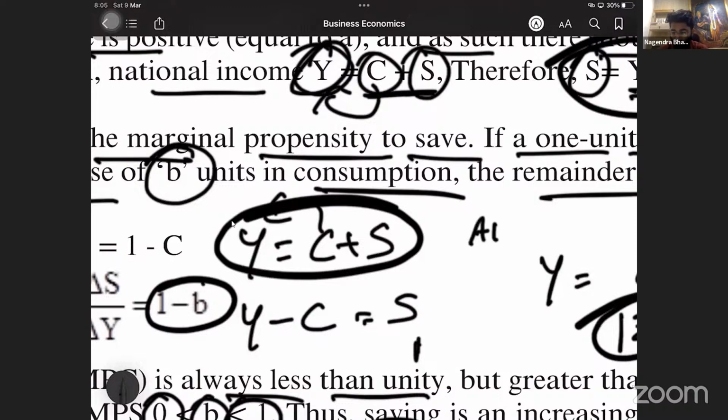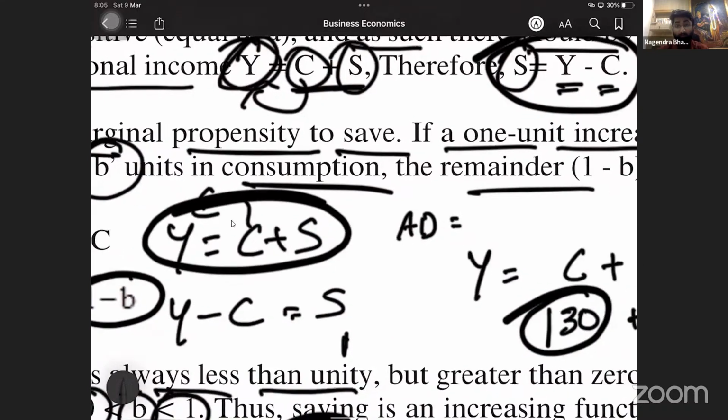What is aggregate demand? How to calculate aggregate demand? C plus I is aggregate demand. How to calculate aggregate supply? Aggregate supply or income is C plus S. C plus I and C plus S. At equilibrium, demand is equal to supply, correct? I told you in the beginning, in equilibrium, aggregate demand is equal to aggregate supply.